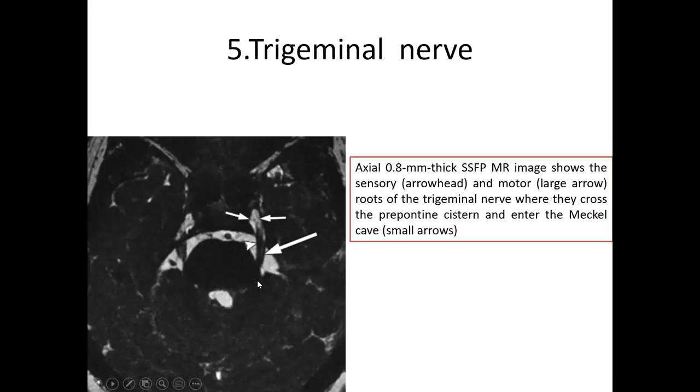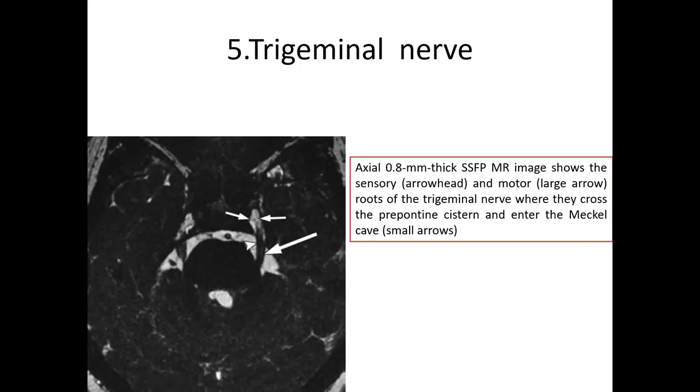Then trigeminal is very easy to identify, and this is the fifth nerve from the pons, where they cross the prepontine cistern. This is called prepontine cistern.